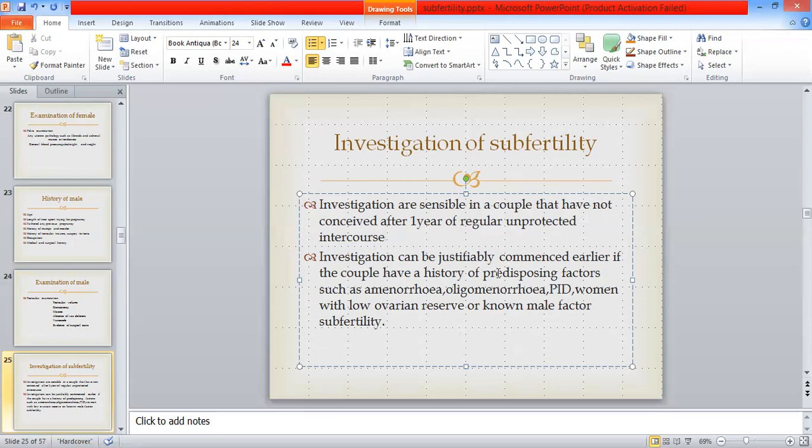Investigation can be justifiably commenced earlier if the couple have a history of predisposing factors, meaning if the patient has some risk factor. So investigations can be started early, not after 1 year, if the patient has risk factors such as amenorrhea, oligomenorrhea, or pelvic inflammatory disease, women with low ovarian reserve, or known male factors of subfertility. In these conditions, investigation of subfertility should be started earlier.